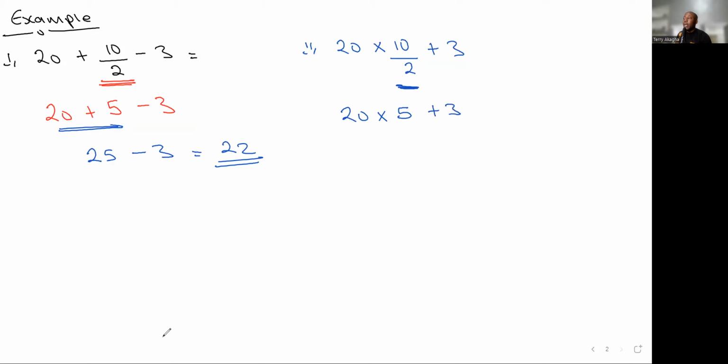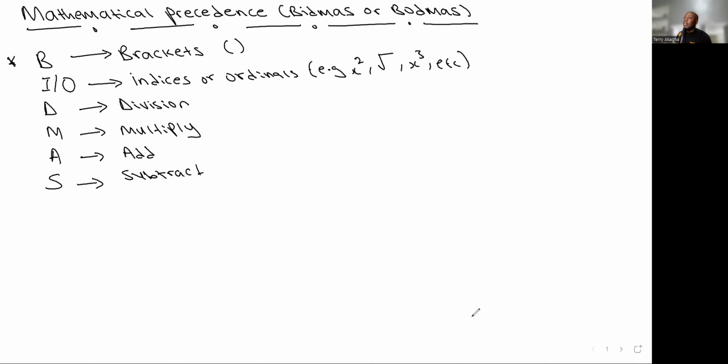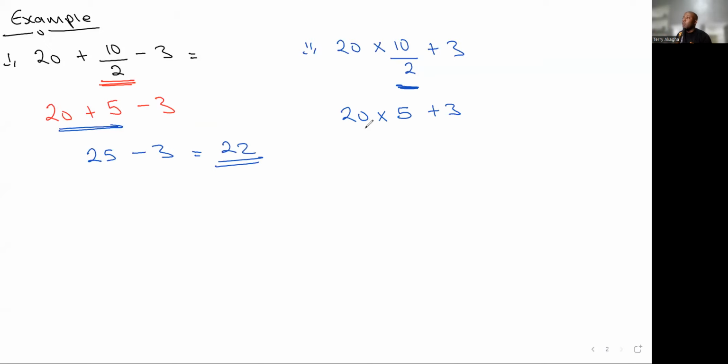Now, when we're done with that, after we divide, is to multiply, okay? Following the BODMAS, then we'll multiply 20 times 5, and that will give us what? 100, all right? Then plus 3, and this will give us 103. Are you seeing it? So you have to follow the order.